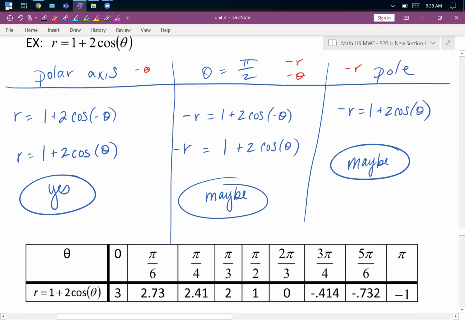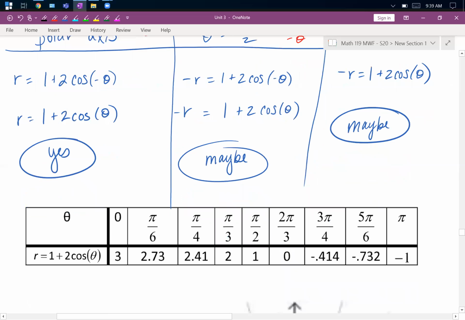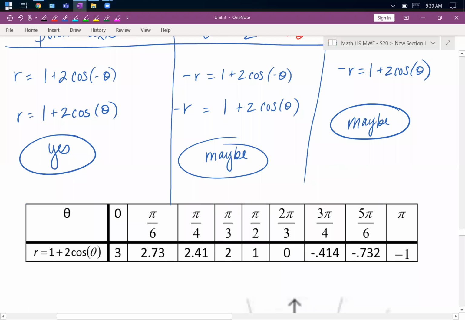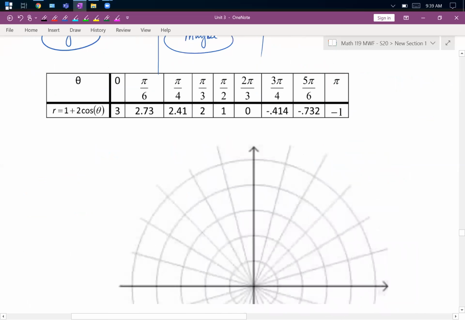Our polar axis coincides with the x-axis. So that means that when we make our r theta chart, we only need to choose thetas from either quadrants 1 and 2 or 3 and 4, either above the axis or below the axis. I chose theta in quadrants 1 and 2. So we chose our theta, and then we just plug it into our formula, and we get our decimal approximation. So now let's plot these points.